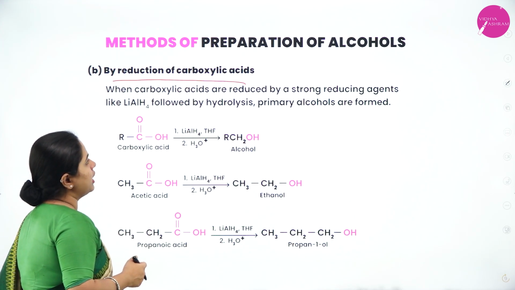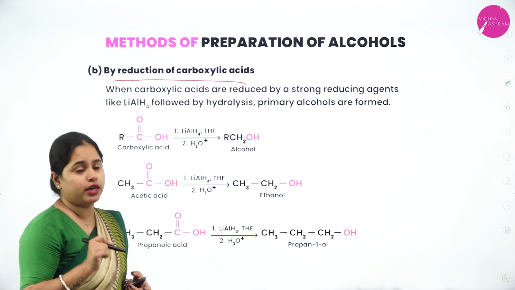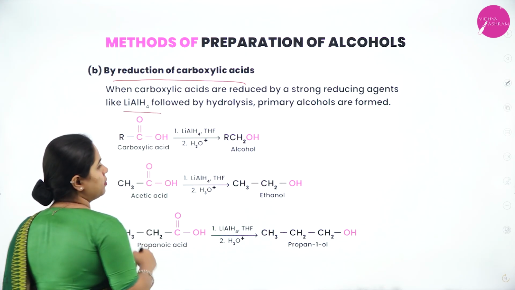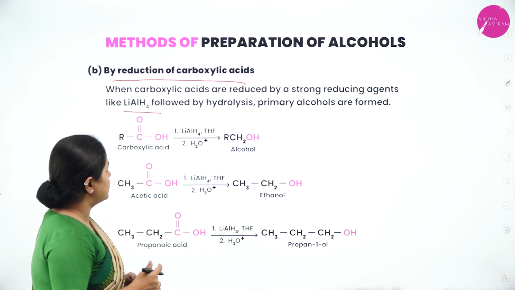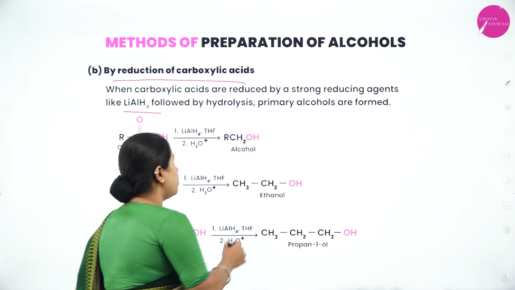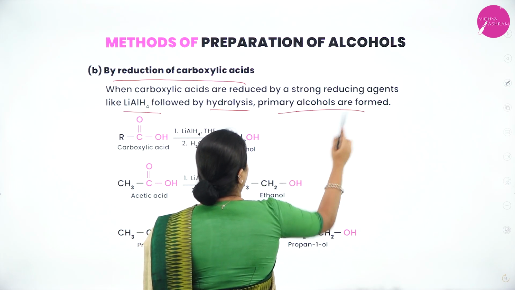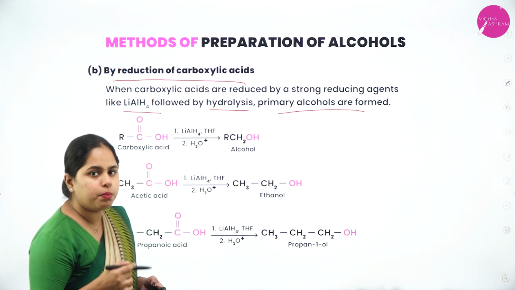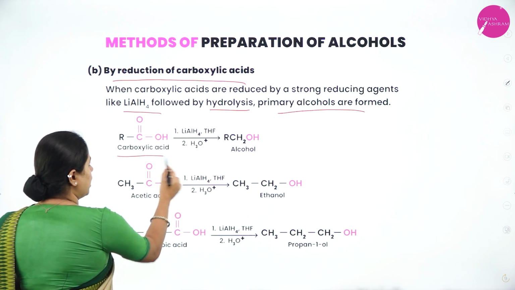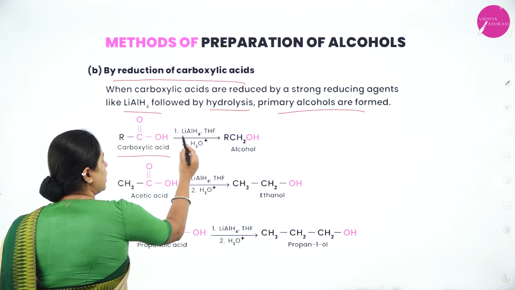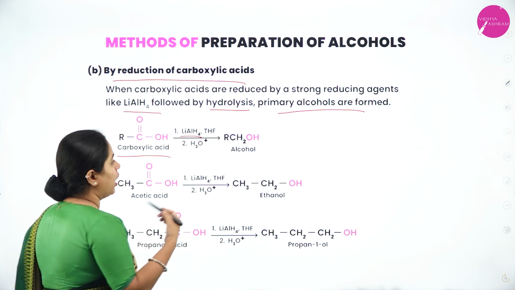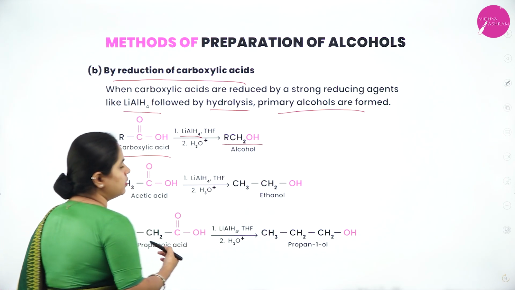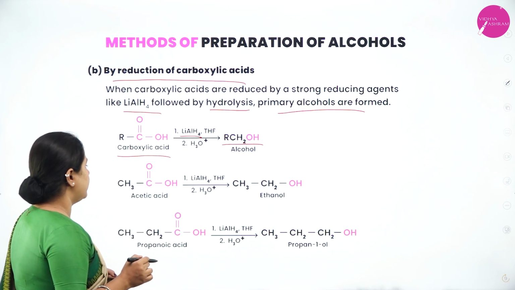So when carboxylic acids are reduced by a strong reducing agent, lithium aluminium hydride, LiAlH4, followed by hydrolysis, primary alcohols are formed. So what you are going to get? Primary alcohols. So this is a carboxylic acid which is taken. So lithium aluminium hydride, and we are going to hydrolyze it also. So we are going to get the corresponding alcohol, right?